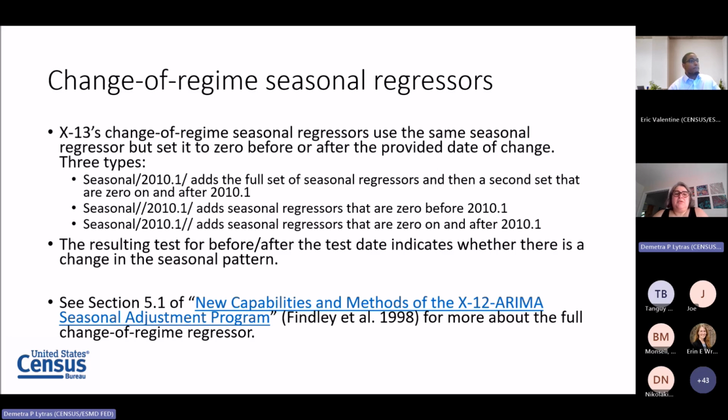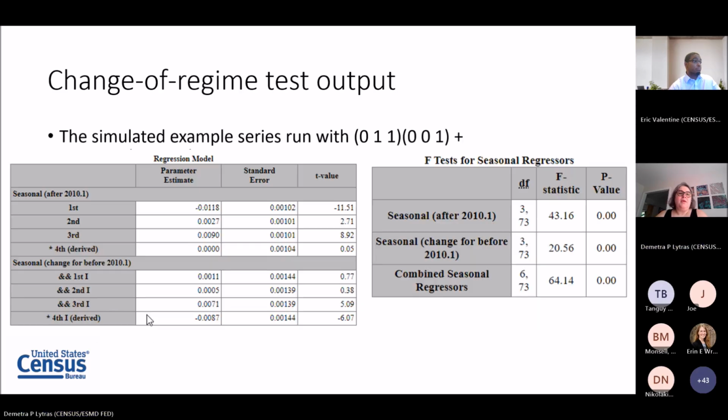There's more information about these regressors in the manual and also in this paper, although it talks only about the full change regime, not the partials. So if we run our simulated series with the full change of regime, we have estimates for the seasonality in the series, essentially, is what this first one does. And then the second set tests for the change before the date. And then we have p-values. Here we look at this one, change for before 2010, and it tells us that it's significant, unsurprisingly, since the data is simulated to be that way.